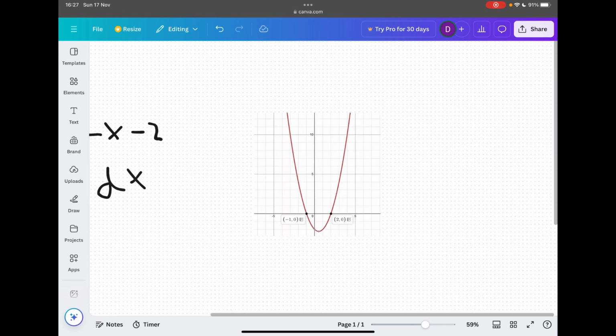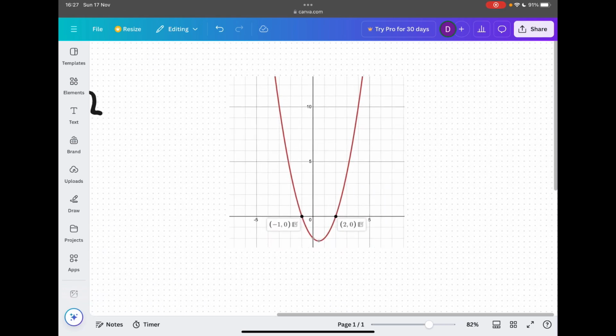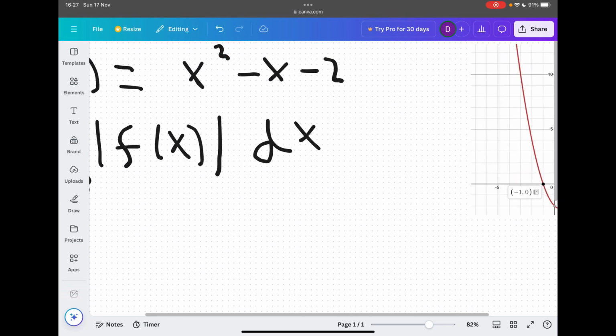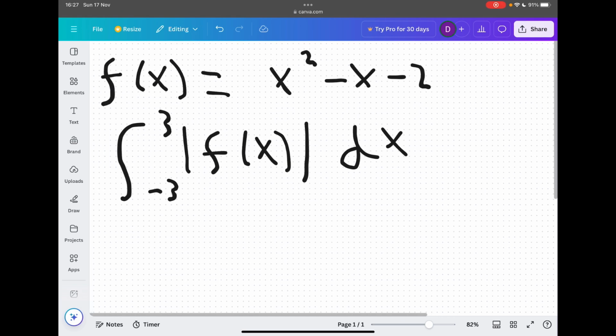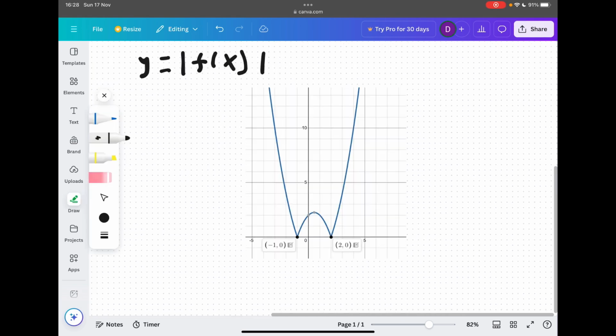So the first thing that I would do is draw the graph of x squared minus x minus 2. This is the graph of x squared minus x minus 2. And I would also recommend finding the roots, and our roots were 2 and minus 1. So after I did that, my next step would be to sketch the graph of the modulus of f of x. And here is the graph y equals modulus of f of x.